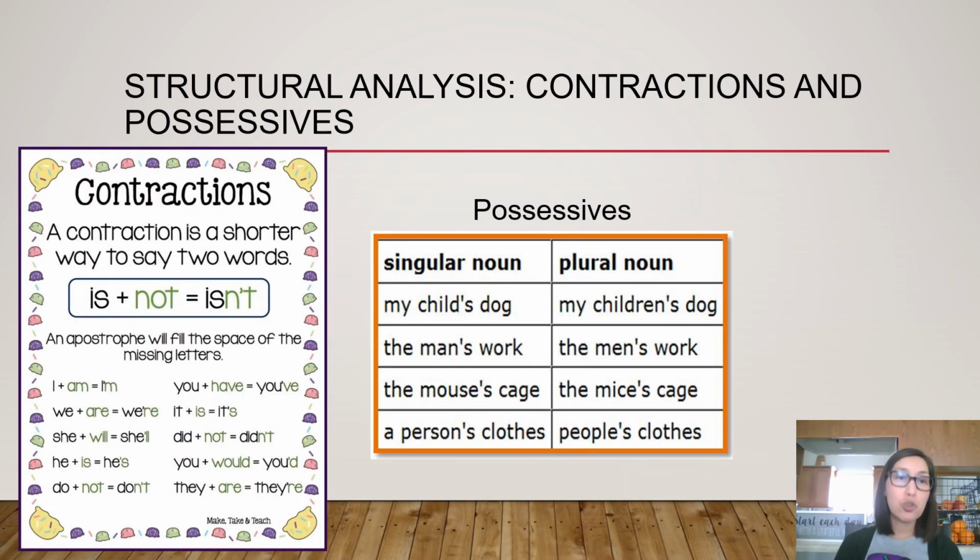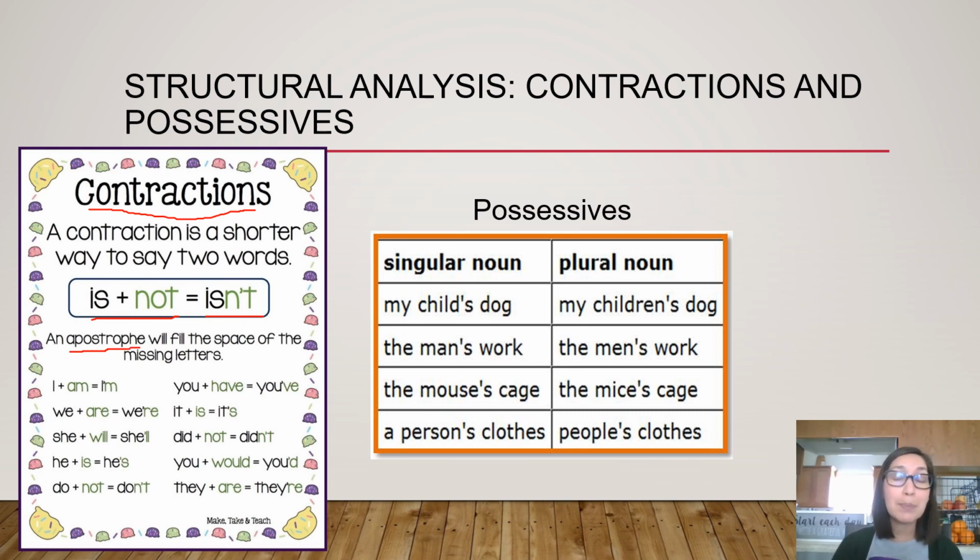So what are contractions? We've talked about contractions before in class. A contraction is a shorter way to say two words. So for instance, we have the word is and the word not. It has turned into the word isn't. Well, how do you make two words into one? What's special about a contraction is they're using something called an apostrophe.